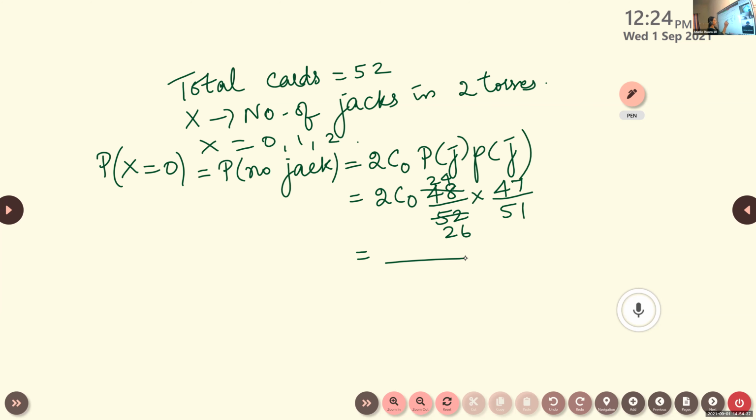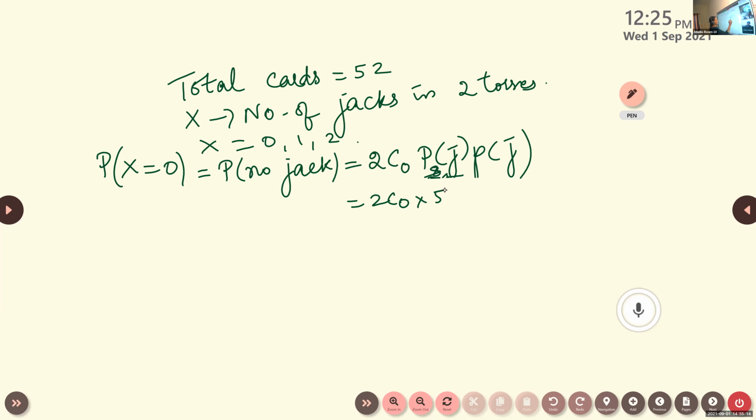I think here, is it possible to cancel by 3? Yes, simplify and give the answer. If you are simplifying, you can simplify this one. You can cancel it by 3, 8. Again, here you will get 6, 17. Or you can keep it as such itself.